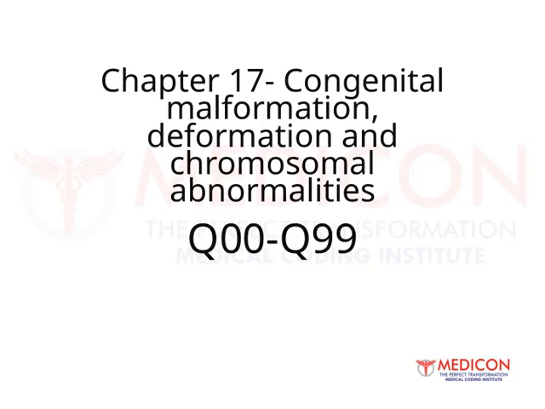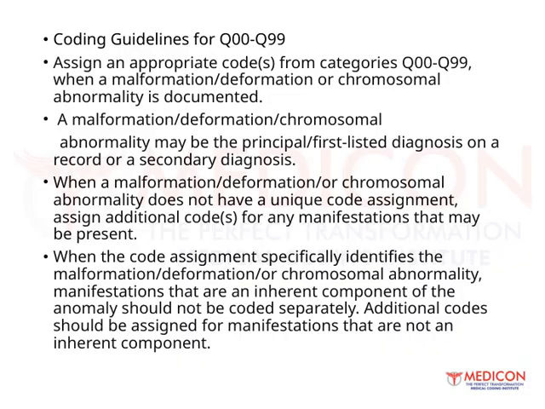Let's get started. When coding for Q00 through Q99, it's important to select the appropriate code or codes from these categories whenever there's a documented malformation, deformation, or chromosomal abnormality. This means that if a patient's record shows any of these conditions, you should assign the relevant code from this range. It's also worth noting that such a condition can be listed as the principal or first diagnosis, or it can be secondary. So, whether it's the main reason for the visit or an additional diagnosis, the coding applies.